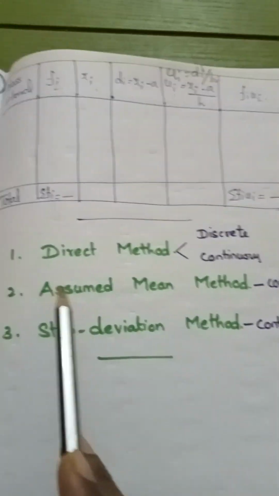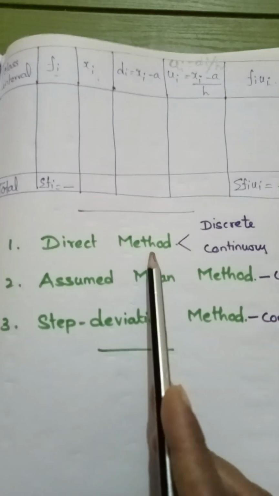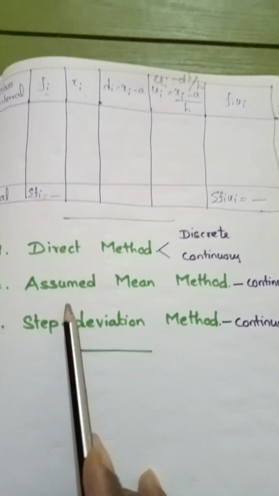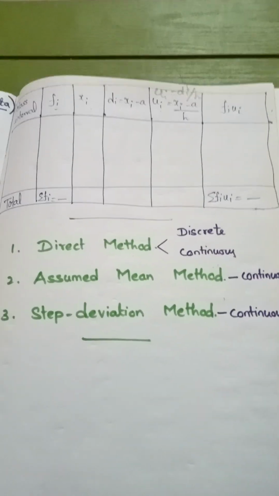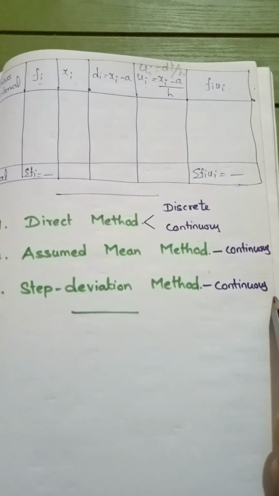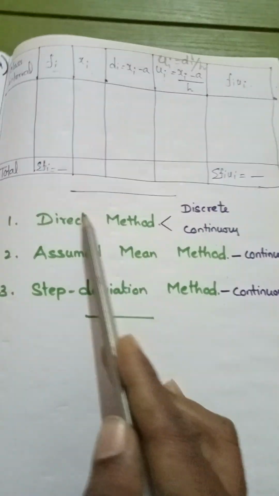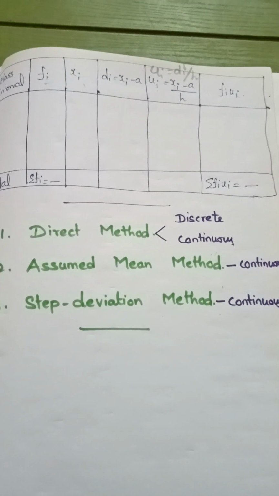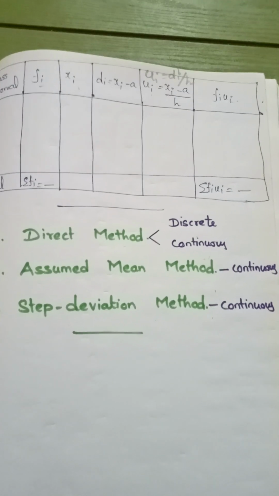Okay. We already saw the direct method for discrete data and continuous data, both two types. Next, the assumed mean method for continuous data. This last one is the step deviation method for continuous data. Three methods are there. You can choose any method. You will find the mean.